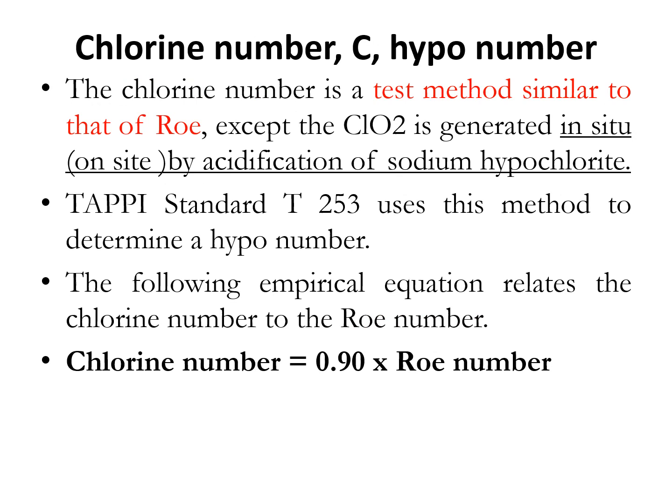Now chlorine number. Chlorine number is basically similar to the rho number, except that the chlorine dioxide is generated in situ, that is on site, by the acidification of sodium hypochlorite. Now this chlorine number is equal to 0.90 times rho number.